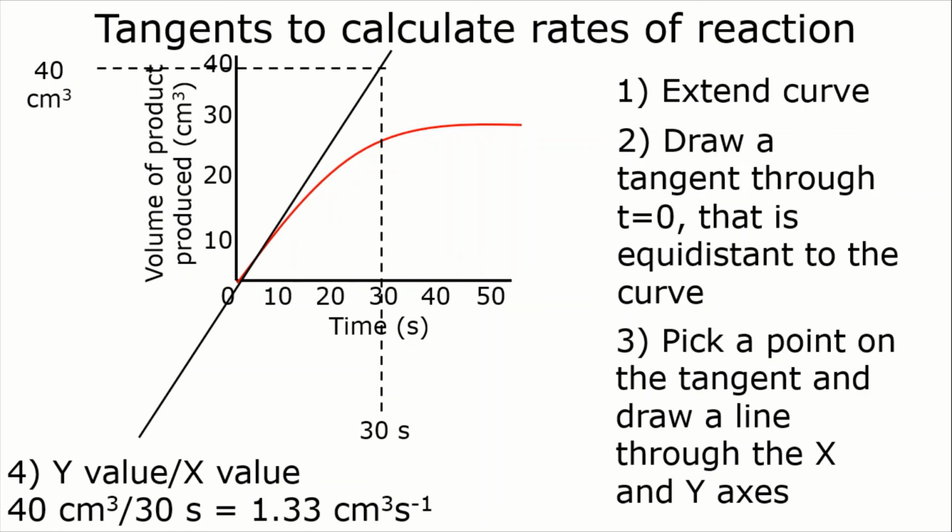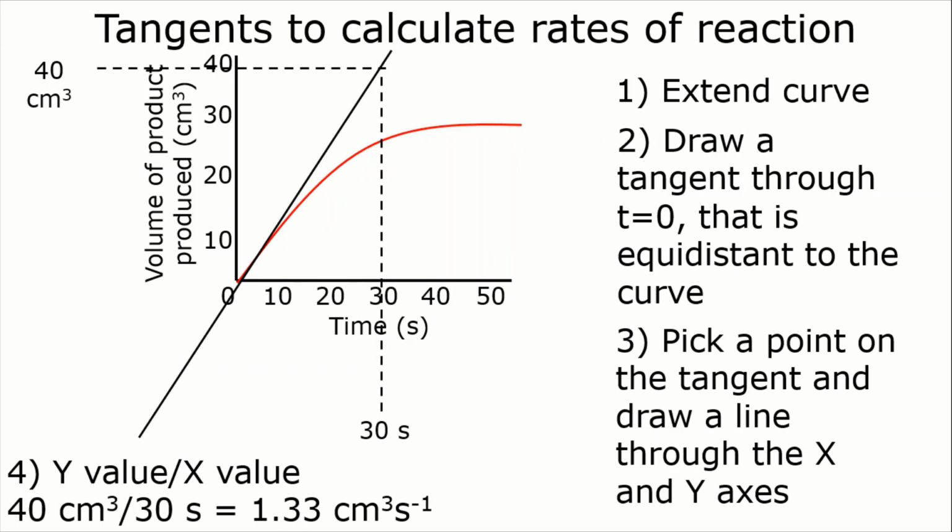And then what we do is we divide our y value by our x value. So I will be dividing 40 centimeters cubed by 30 seconds. So 40 divided by 30 is 1.33, and our units will be centimeters cubed per second. So from this graph, we can determine that our initial rate of reaction is forming 1.33 centimeters cubed of gas per second.